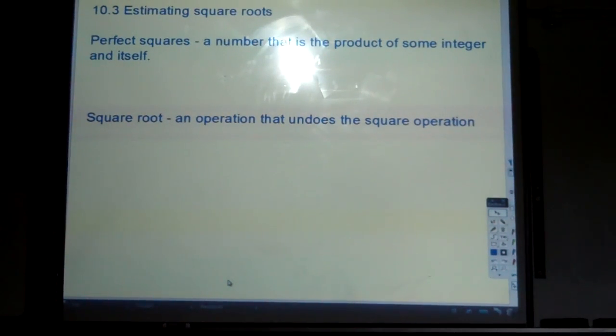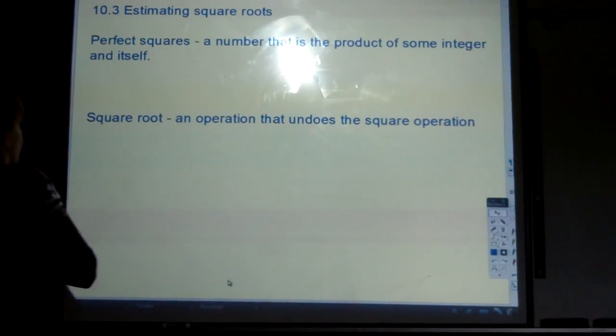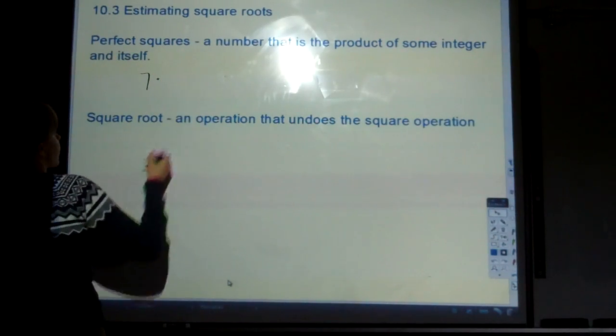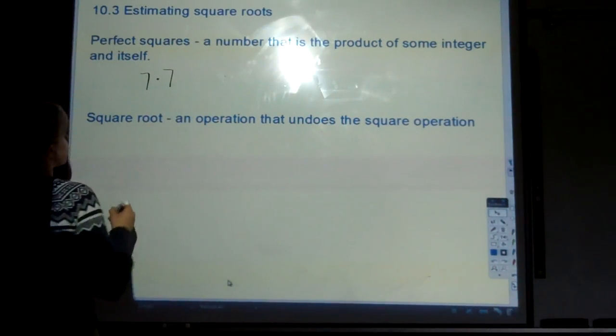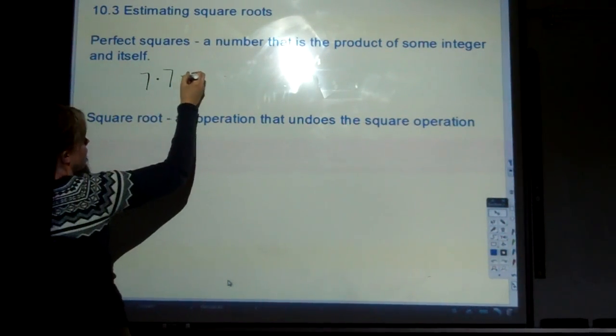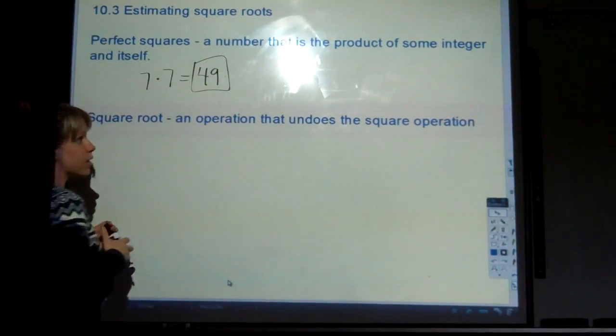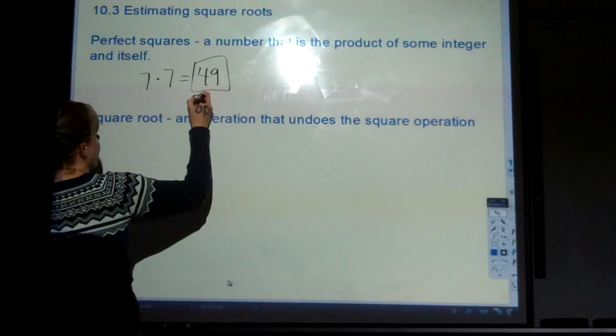perfect squares. Now, on your investigation you should have already defined perfect squares, but just so you know, a perfect square is a number that is the product of some integer and itself, meaning that a perfect square is a whole number, like let's say 7, multiplied by itself, 7. So 7 times 7 is 49. That means that 49 is an example of a perfect square.